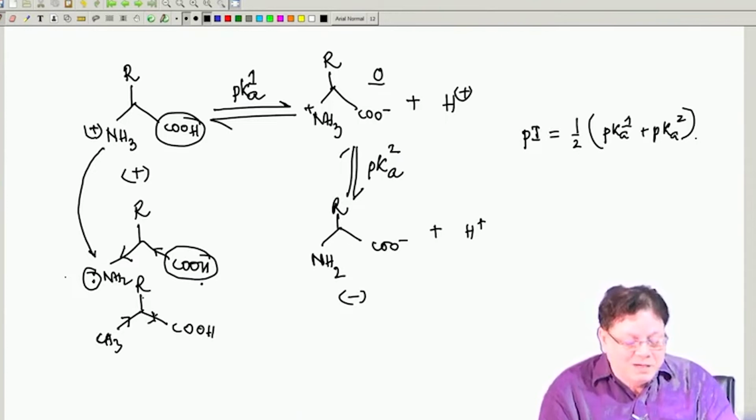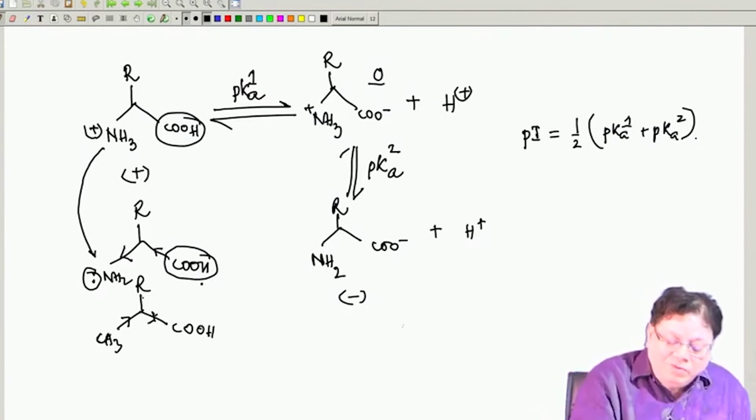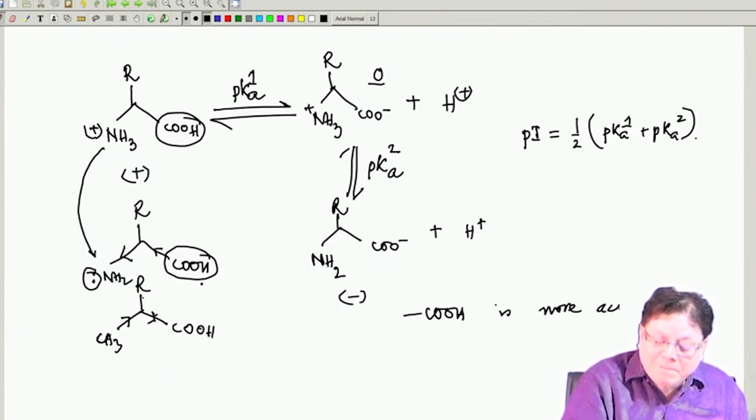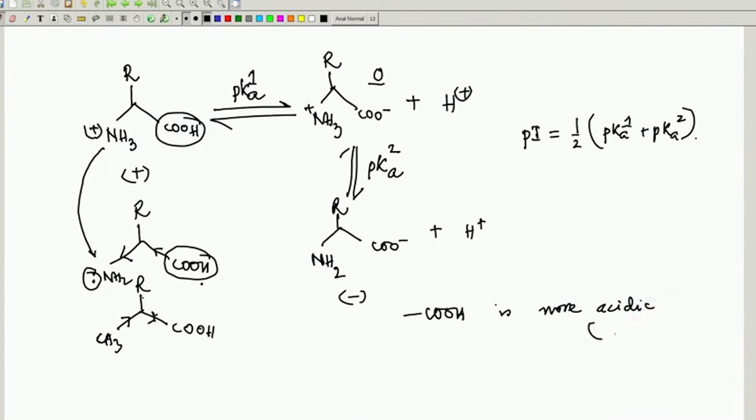So, ultimately what is happening? The bottom line is that in alpha amino acids, the carboxylic acid is more acidic, that means lower pKa, and the NH2 is less basic. What does it mean? Again, that means that it will have a lower pKa than the normal NH2, say like methylamine or propylamine. Okay.